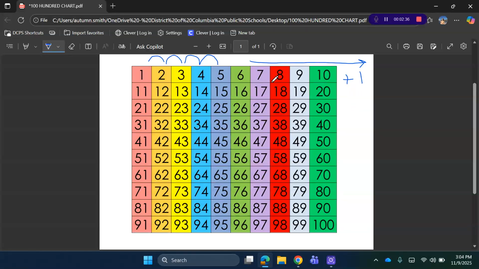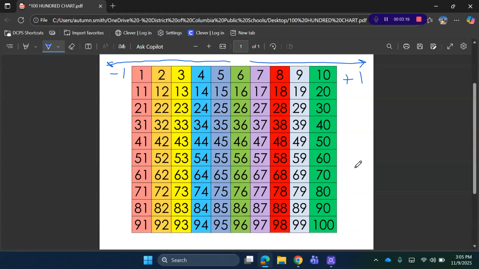Now, here's my question. What if we go backwards? What if we started here at 6 and went back to 5? Is that adding or subtracting? Yeah, we're subtracting. We're going back, and from 6 to 5, we went back 1. From 5 to 4, we went back 1. So it's like minus 1. From 4 to 3, it's minus 1. 3 to 2, it's minus 1. 2 to 1, it's minus 1. So when you're moving side to side on this hundreds chart, it is like you are adding and subtracting 1. So there's one pattern that I wanted you to notice.